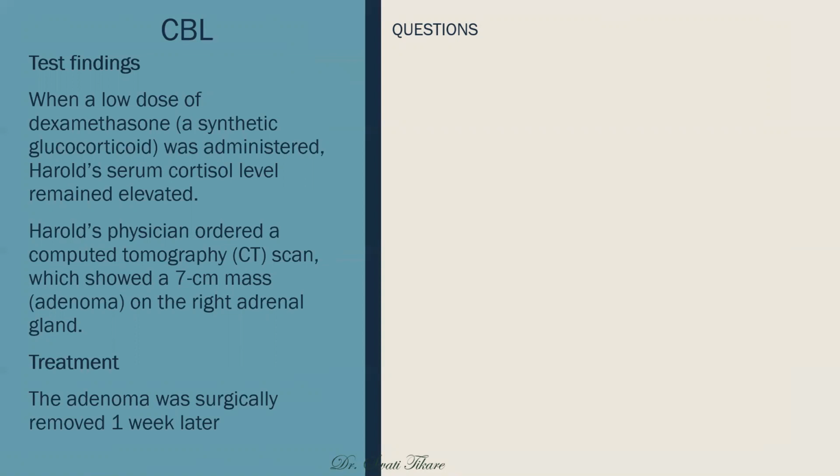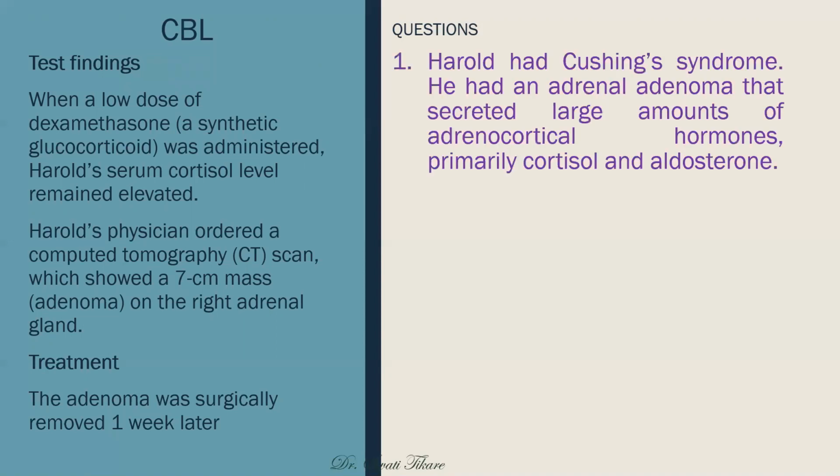So with the help of this case, let's try to understand the glucocorticoids' role in various functions in the body. Let's put this question, which will help us to understand better. So now we know Harold had Cushing syndrome, that is due to increased cortisol levels. He had an adrenal adenoma that secreted large amounts of adrenocortical hormones, primarily cortisol and aldosterone. More so the cortisol and less the aldosterone.